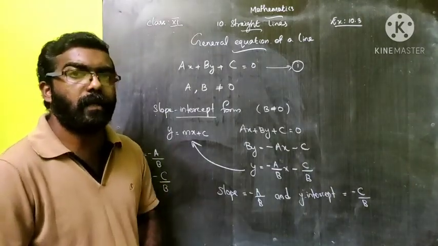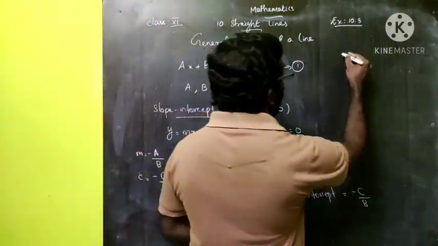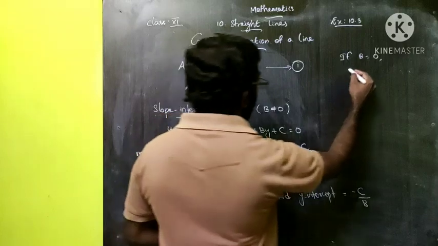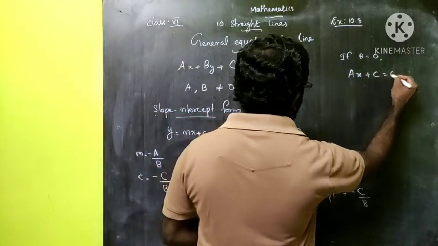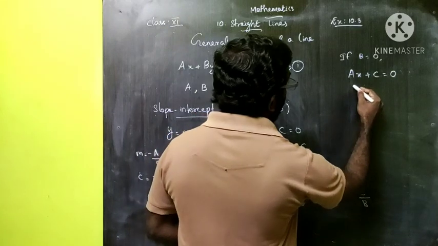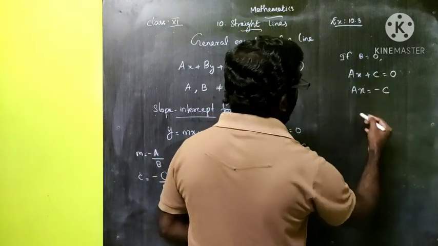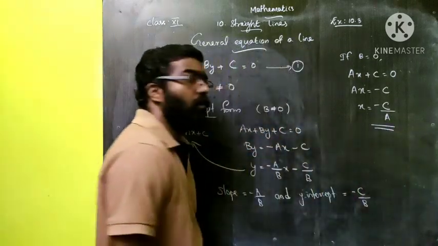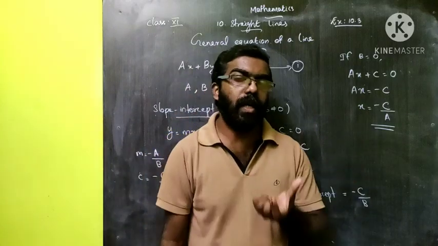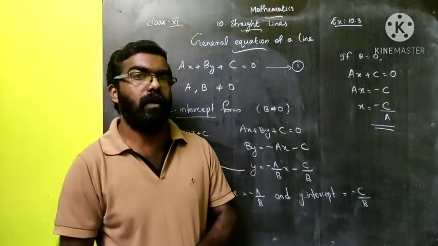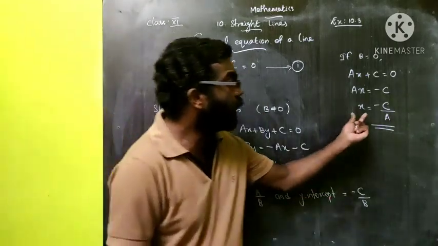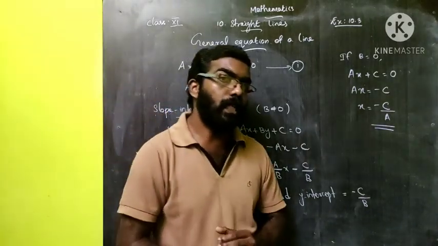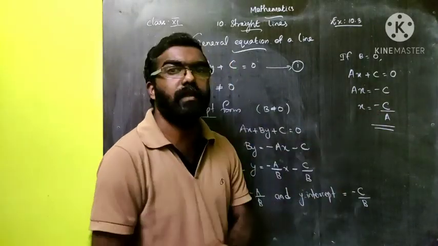Now we can consider another situation. If b is equal to 0, what happens? Our general equation reduces to ax plus c is equal to 0. That is ax is equal to minus c and x is equal to minus c divided by a. That means it is a vertical line. x equal to a is a line which is parallel to the y axis, or we can say it is a vertical line. So x equal to minus c by a is a vertical line which intersects the x axis at the point minus c by a.